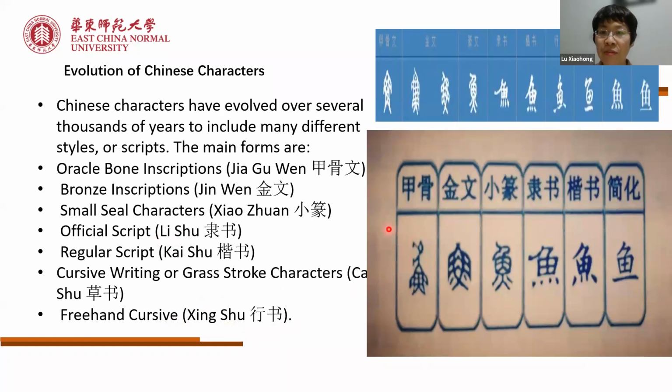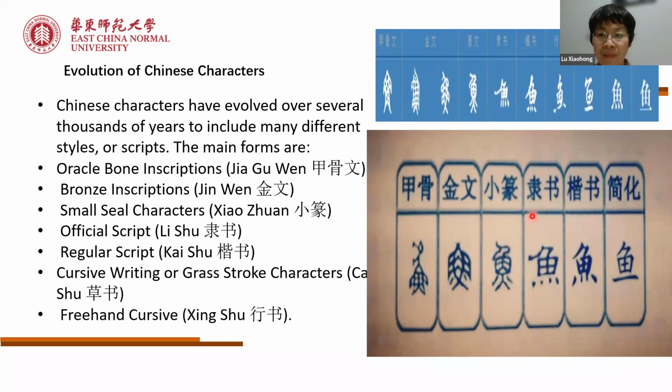Take the word fish, for example. Here you can see the earliest character, inscribed on oracle bone, called oracle bone inscription. The original one was actually an imitation of the actual fish. Then in bronze inscription, it changed a little bit, but we can still see the original image of the fish. Then in small seal characters, it changed a little bit again.